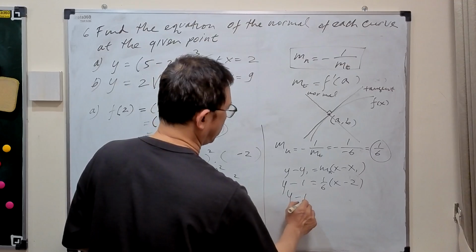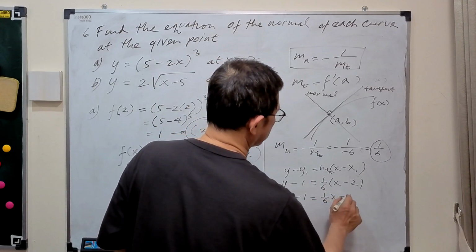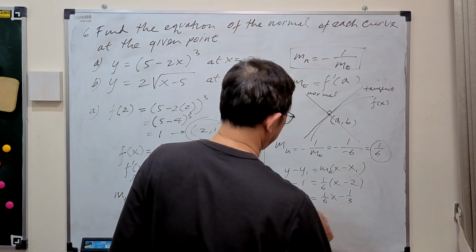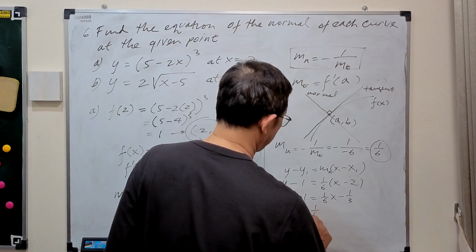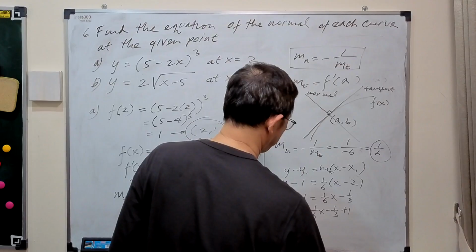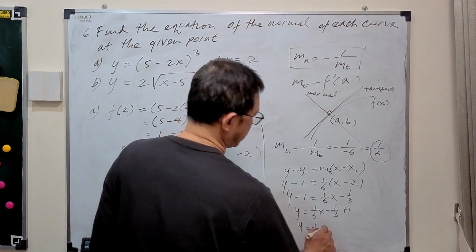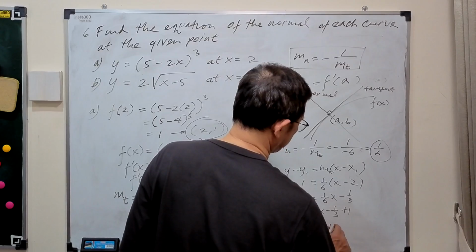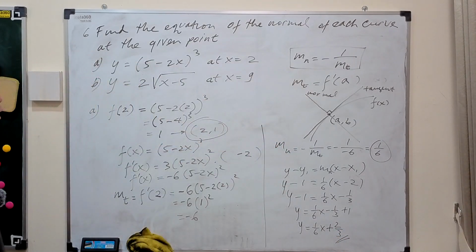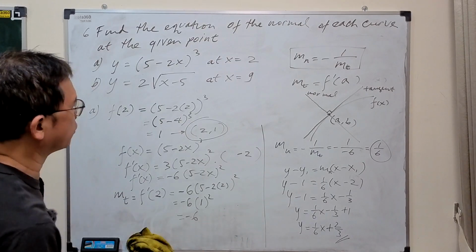Y minus 1 equals 1 over 6 multiplied by x, so 1 over 6x minus 1 over 6 times 2, which is 1 over 3. Then this will be y equals 1 over 6x minus 1 over 3 plus 1. This will be 1 over 6x plus 2 over 3. That's the answer for A, the equation of the normal.